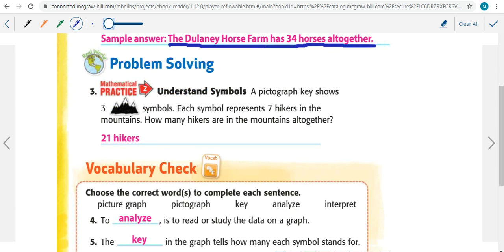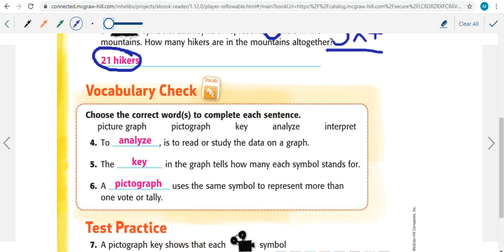Problem solving. A pictograph key shows 3 mountain symbols. Each symbol represents 7 hikers in the mountains. So how are we going to find the answer? So if it shows 3 mountains and we know that each symbol represents 7, we need to multiply to find the answer. 3 times 7 equals 21.